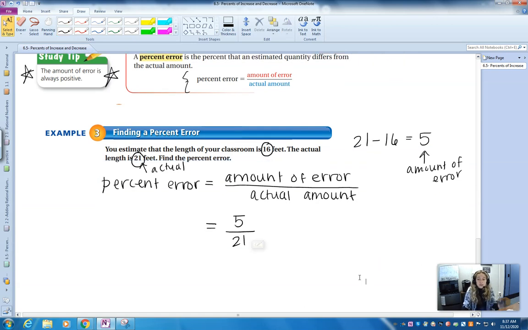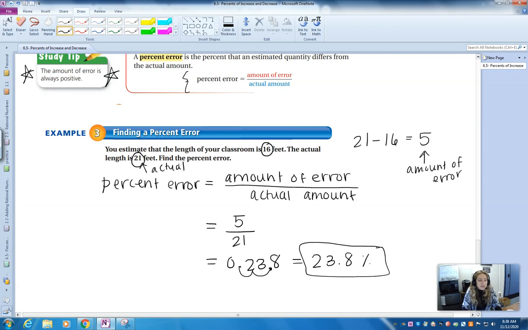Then all you're going to do, take your handy dandy calculator and we're going to do 5 divided by 21. That's going to give you that decimal, okay? So it gives me a long decimal, so 0.238. Then we need to turn it into a percent. So you're going to move it to the right, to the right, to the right 2 times. And that's going to give me 23.8%. All right. And that is your percent error. You are off by 23.8%.